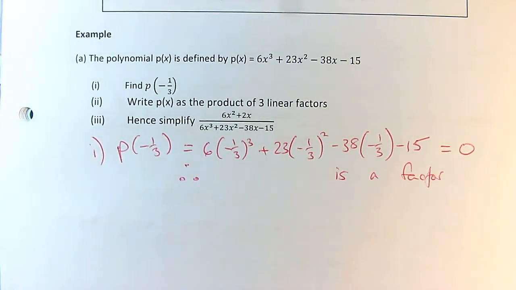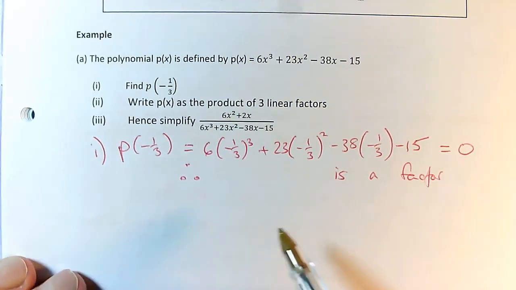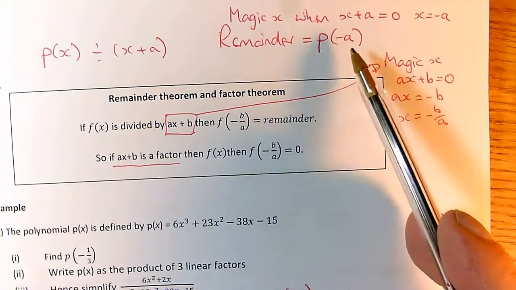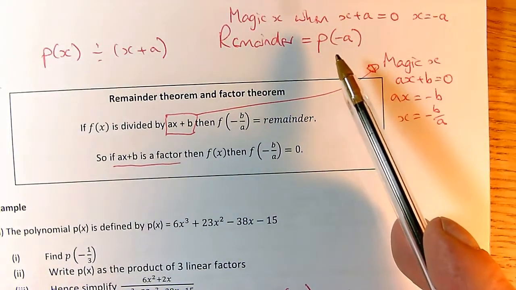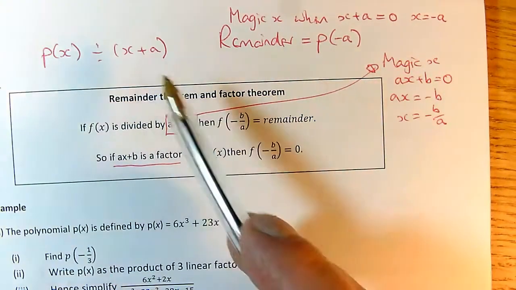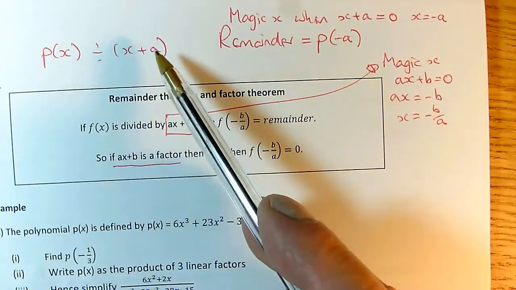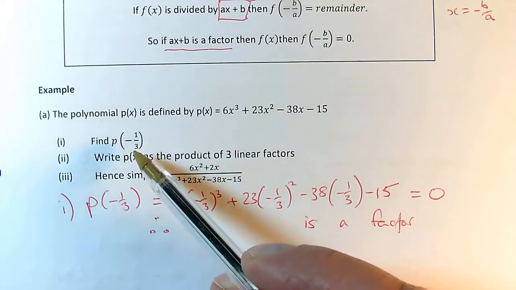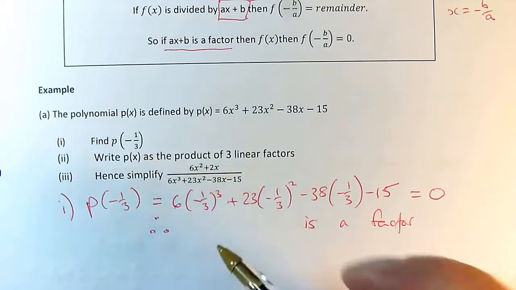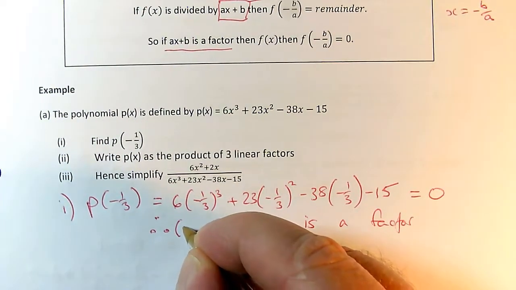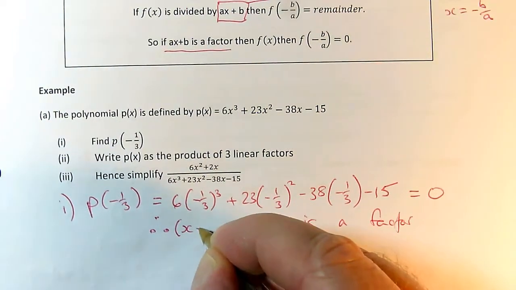Now, what is it that's a factor? Well, in core 1, you'd have been using this version of the factor and remainder theorem. So if I've got a value that when I put it into p of x gives me 0, then the factor is x, and there's a sign swap going on. So your first reaction here might be, I put minus a third in and I got 0, so therefore my factor is x take away minus a third, which is x plus a third.